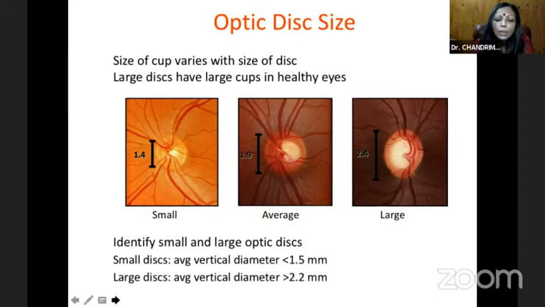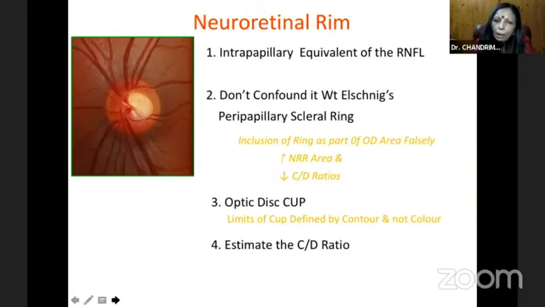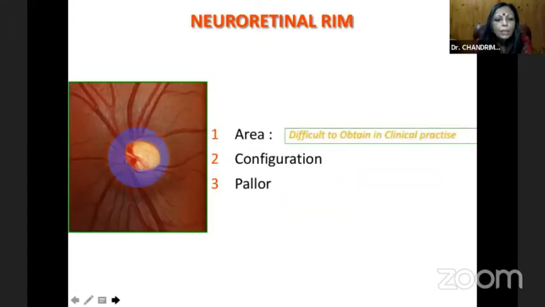So identify small discs and large optic discs. Small discs have an average vertical diameter of less than 1.5 millimeters, and large discs have an average vertical diameter of more than 2.2 millimeters. You could very often find a large disc which you've labeled as glaucomatous and a small disc which we've labeled as non-glaucomatous. Next, the intrapapillary equivalent of the RNFL. Don't confound it with Elschnig's peripapillary scleral ring. I'm just coming to it in a moment.